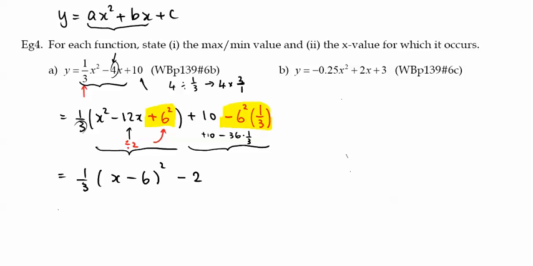So this will give us a parabola that opens this way with a minimum point at -2.